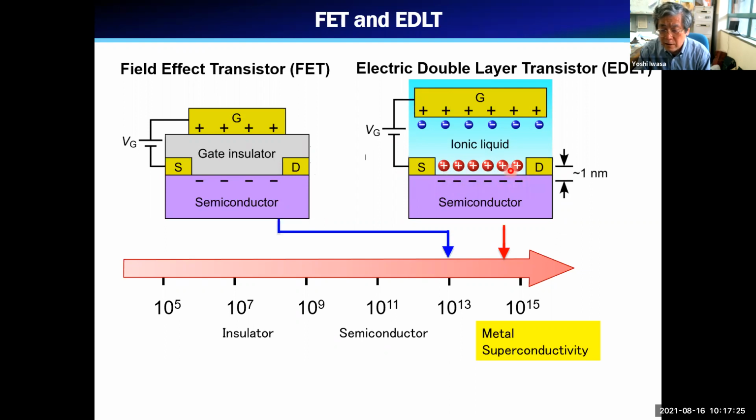And the distance between the sodium ions and the electrons is very, very narrow, which gives a huge capacitance compared to the conventional field effect transistor, so that we are able to accumulate one or two orders of magnitude higher carrier density compared to the conventional FET. That's why we are able to access metals, and not only metals but also superconductivity.